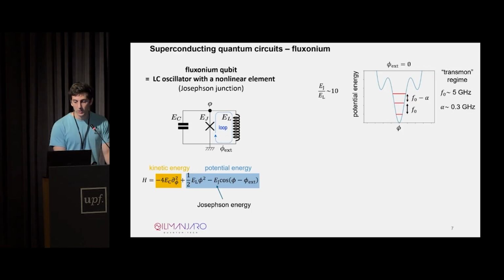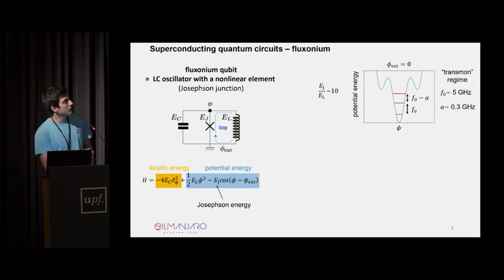In the case in which we don't apply any external flux, this is the potential that we get. It's a weakly anharmonic system. Also in this case, you have a series of almost equally spaced energy levels, and in this particular case, the energy difference between the first and the second excited state is roughly 5 gigahertz, and the nonlinearity is on the order of a few hundred megahertz. This is what is called the Transmon regime, because it's very similar to the energy configuration of a standard Transmon. But this is not the regime we are interested in.